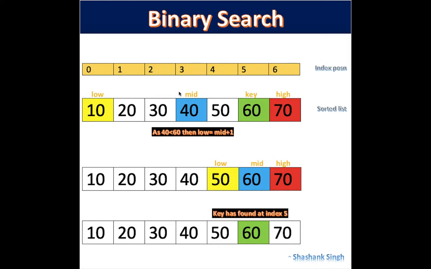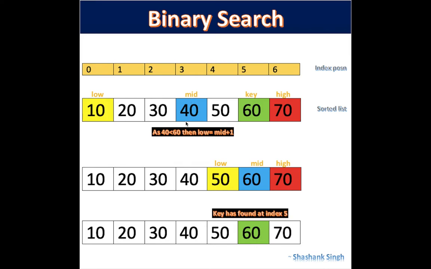After that we need to compute mid, right? So how can we compute mid? To compute mid, we need to do truncated division, low plus high truncated division 2, right? Once you calculate mid, we will compare the key with this mid value, right? So let's assume initially we need to search 60, which is the key value, right? So we will compare this 60 with mid, whether the key value is greater than or less than the mid value, right?